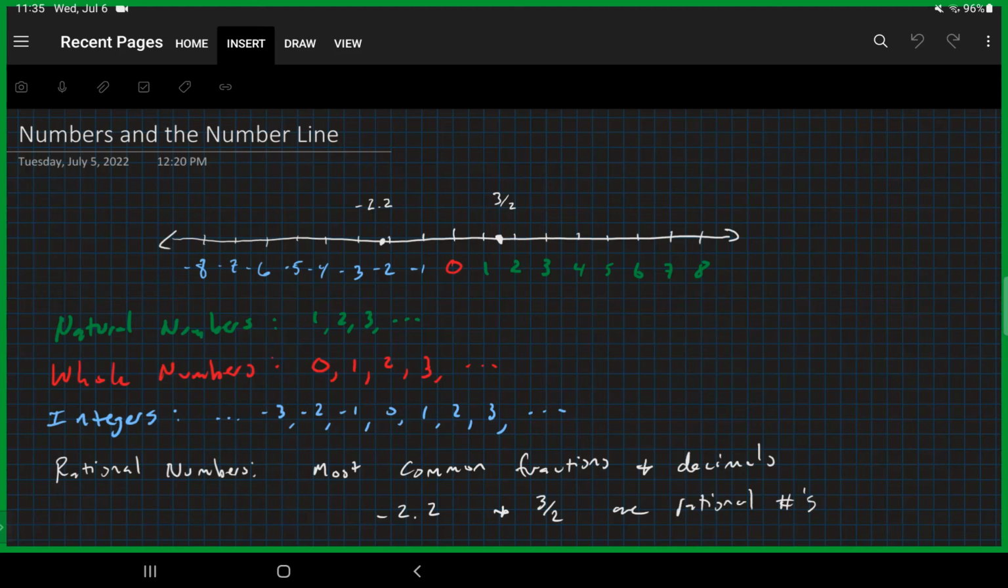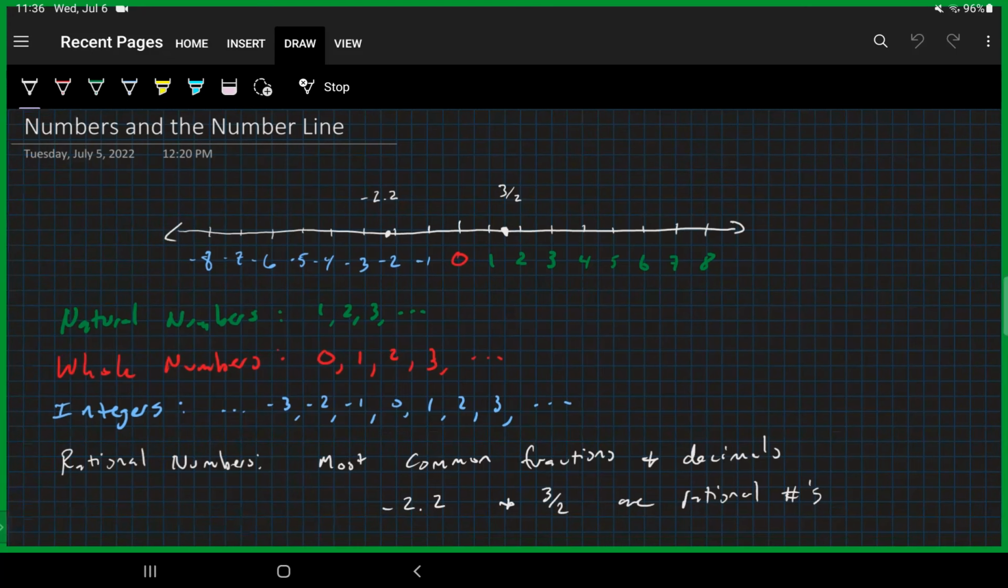If you try to make a fraction with a pair of integers, we get the set called rational numbers, and those can be simplified. You can also convert them to a decimal form, and any decimal that terminates or repeats could be written in fraction form. And so that would be a rational number. On the number line, I have two examples. I have negative 2.2, and I have 3/2. Those are rational numbers. So we're going to be talking quite a bit about these types of numbers through the rest of this class.